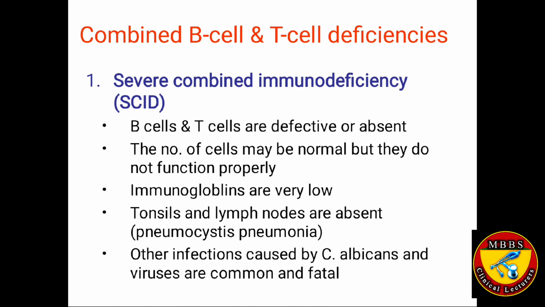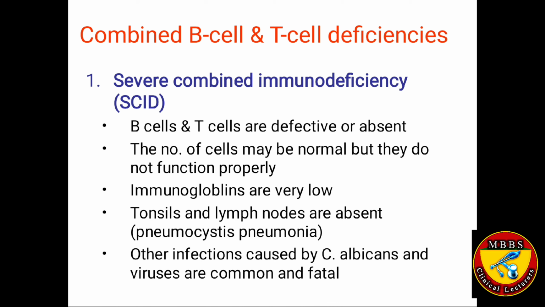So, affected infants present with prominent thrush, which is known as oral candidiasis, extensive diaper rash is seen in this type of patient, and failure to thrive. Some patients develop a morbilliform rash shortly after birth because maternal T cells are transferred across the placenta and attack the fetus, causing graft versus host disease.